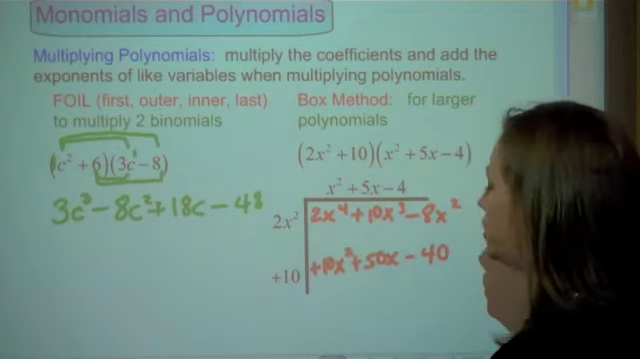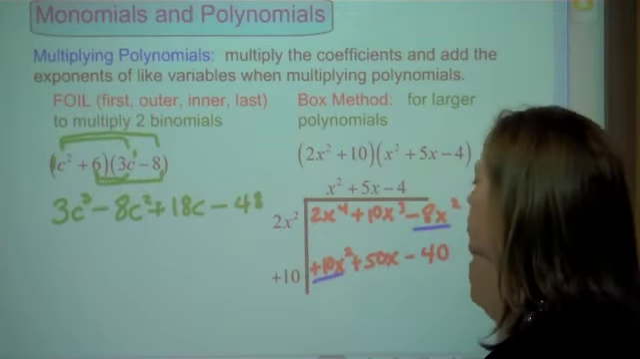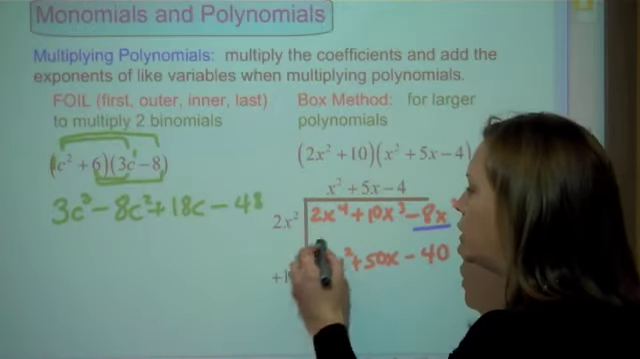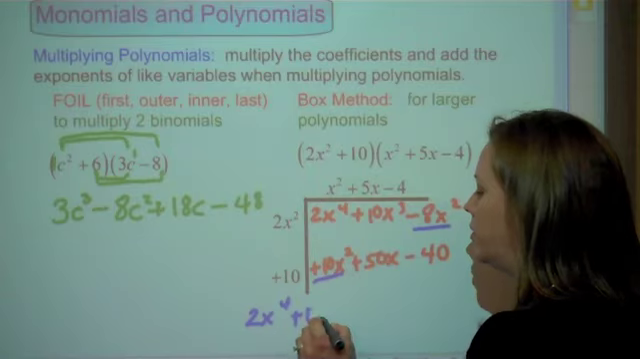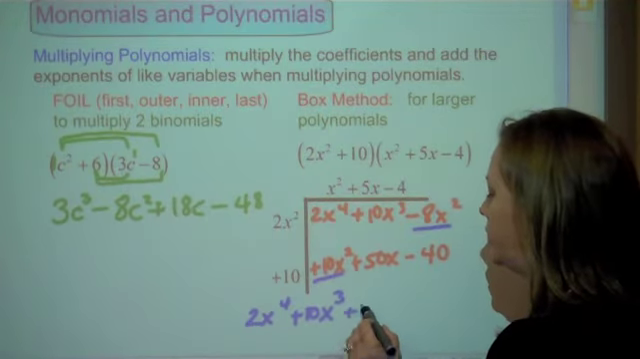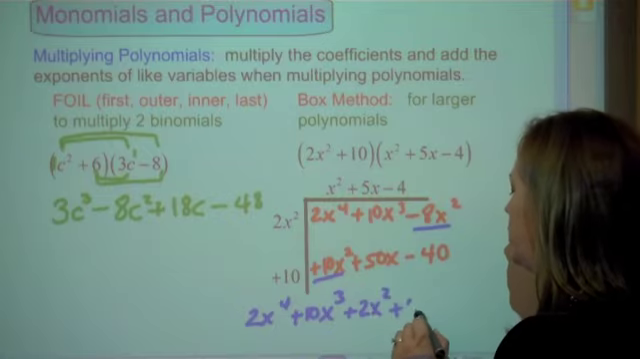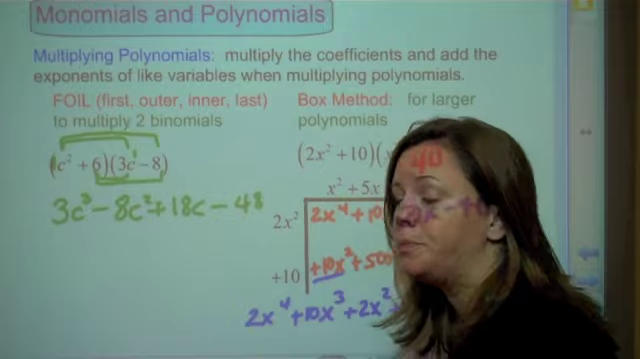Now all we have to do is look and see if we have any like terms. So I notice I have an x squared term and an x squared term there, so I'm going to combine those. So my final answer will be 2x to the fourth plus 10x cubed. Negative 8x squared plus 10x squared is 2x squared plus 50x minus 40, and we're done.